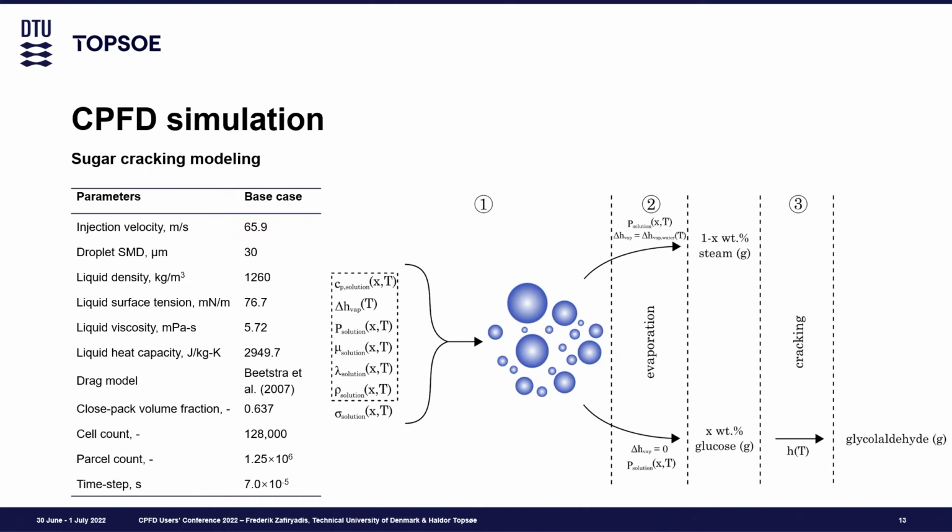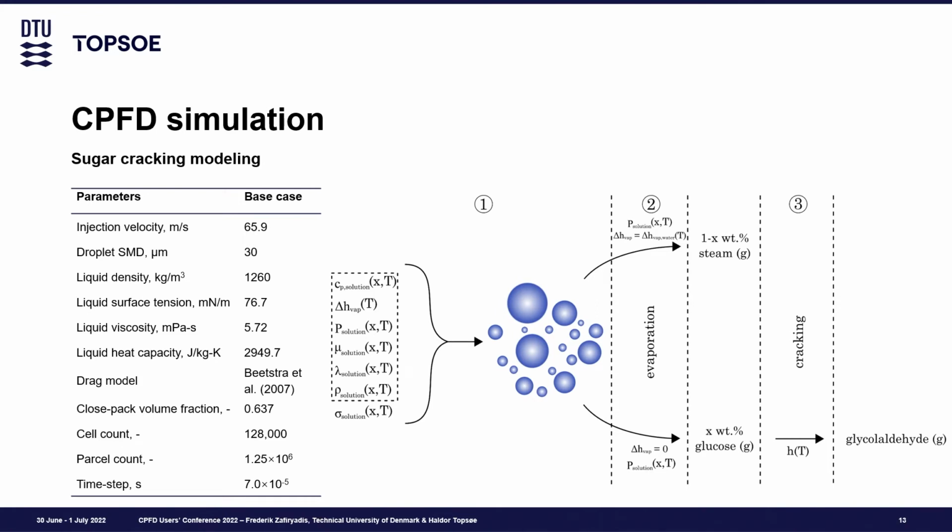And then we have the pure evaporation of the water part of our droplets, which is quite straightforward because you have a heat of evaporation. You also have a vapor pressure that is slightly dependent on the concentration of glucose in our system, but we can account for that. So that basically just produces steam upon evaporation.